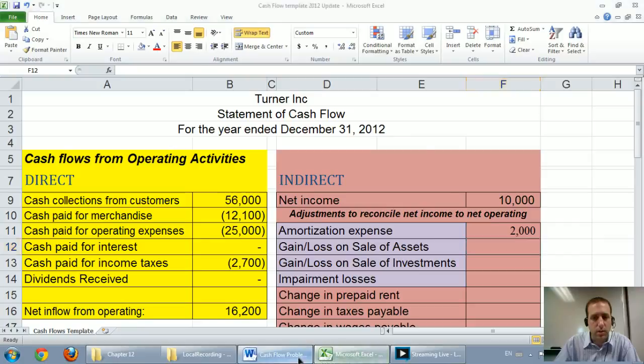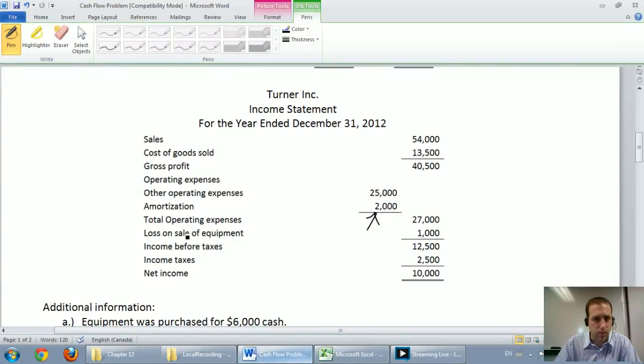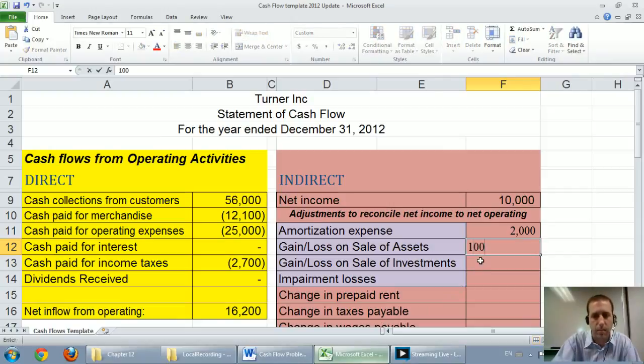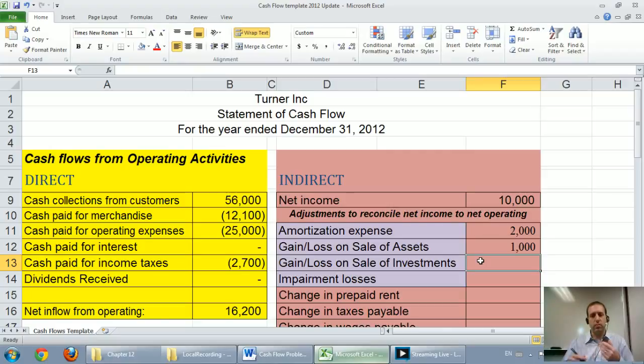Gain or loss on sale of assets. Let's see, we lost on a sale of equipment. So loss, I would think minus. No, we're going to add it back. The reason to do the opposite here is not because we didn't make money on the sale of the asset, or not because we didn't have cash flowing.